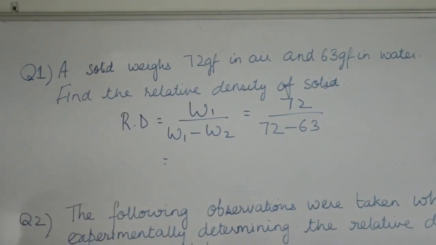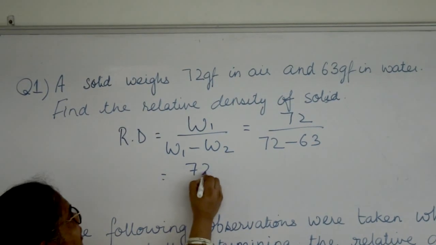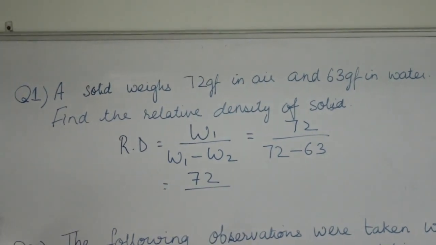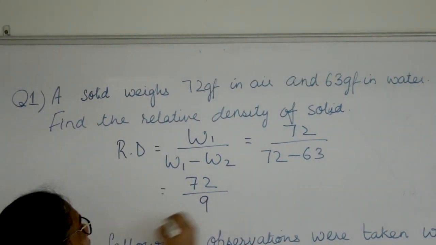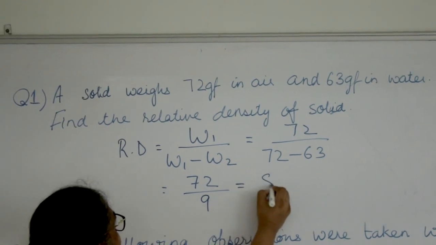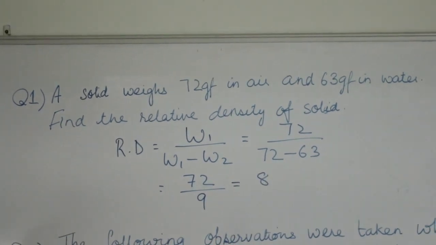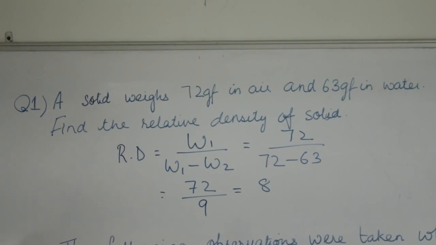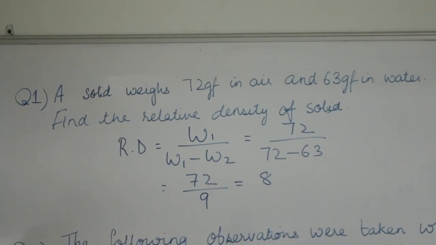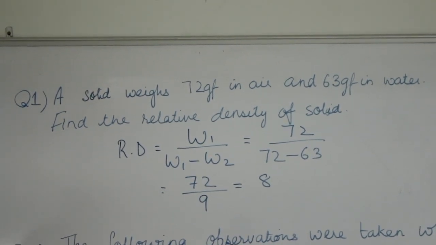Now, what is 72? As it is, we will write. What about 72 minus 63? 9, and this will give you 8. You will not have any unit because it is relative density and it was the ratio between two quantities. So, the relative density of the solid is coming out to be 8.